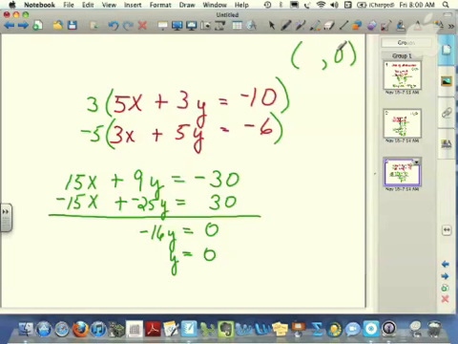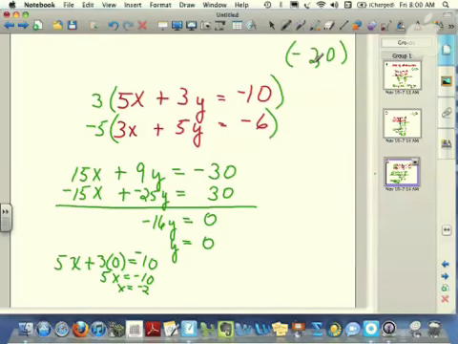If I plug 0 into the equation, and I can choose either the newest equation or the older one, I'll go back to one of the original ones, and I'll plug 0 in for y, so I have 5x plus 3 times 0 equals negative 10. That means that 5x equals negative 10, or x equals negative 2. I've solved by elimination.